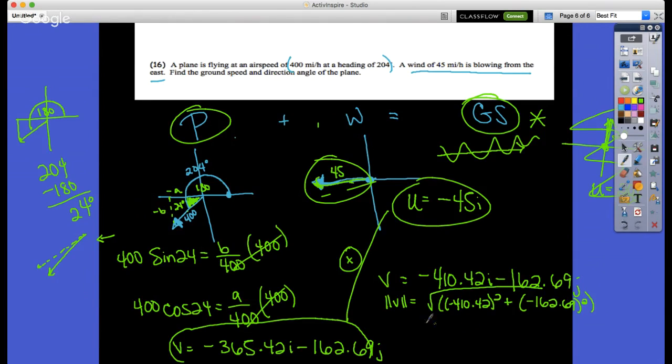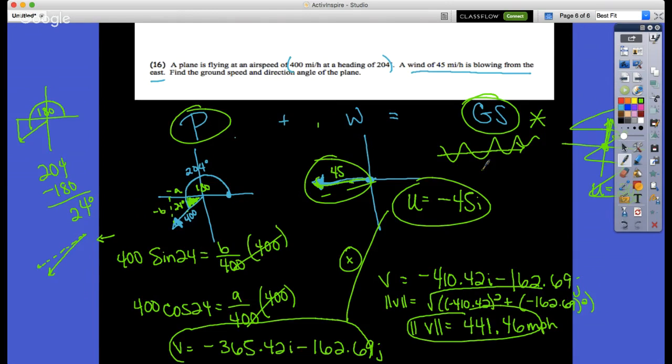So the magnitude of this is 441.46. I do love that song, by the way. Don't like Christmas, but I do like that song. This would be 441.46 miles per hour, because that's what we're talking about in terms of our magnitude. And so we'll leave that as is.